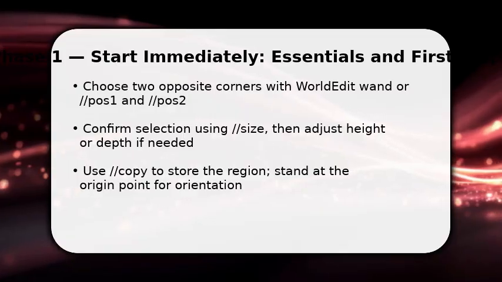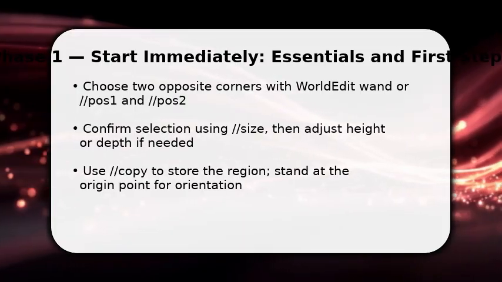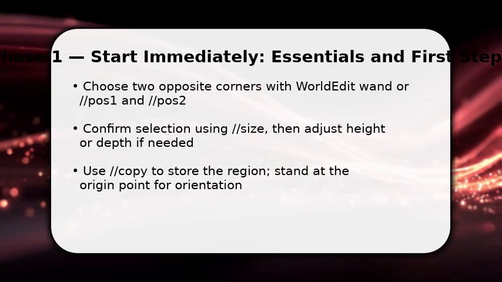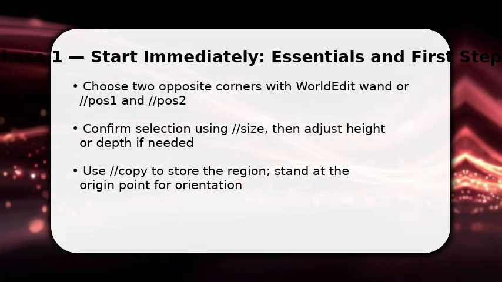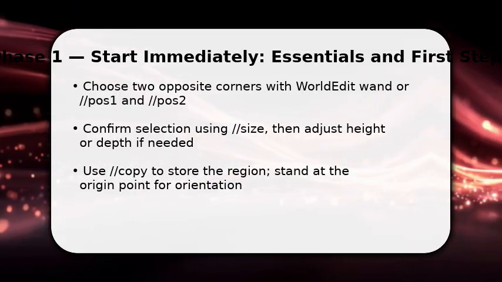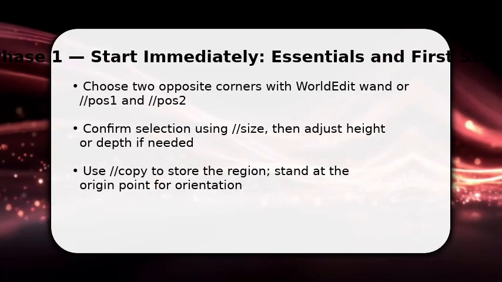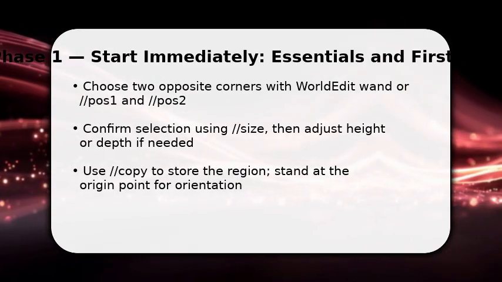You start by defining the exact region. Use the wand or //pos1 and //pos2 to mark corners so you capture the right blocks. Once done, verify the volume with //size and trim excess layers. This prevents copying errors. Make sure to face the direction you want the pasted structure to face, because orientation matters.